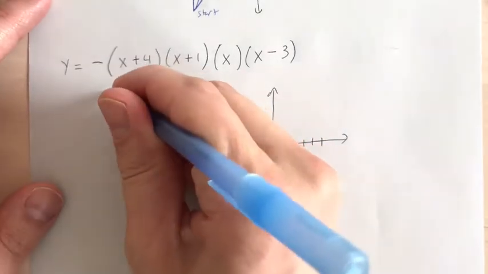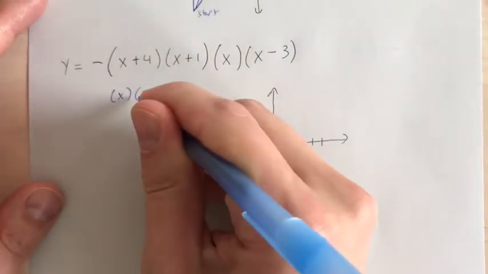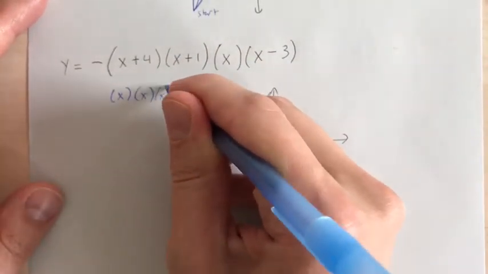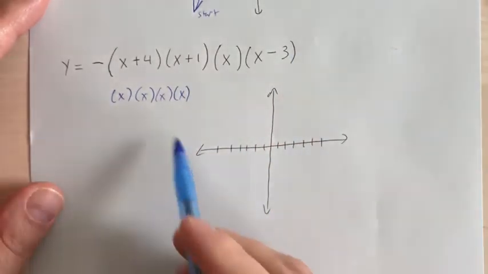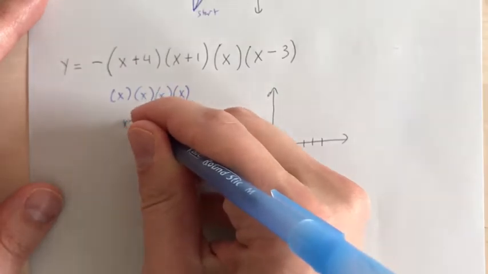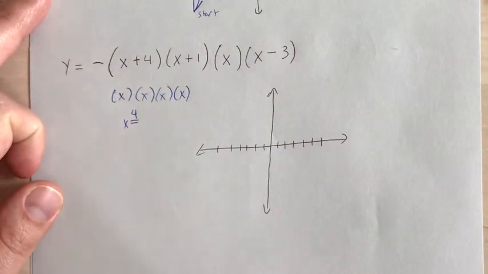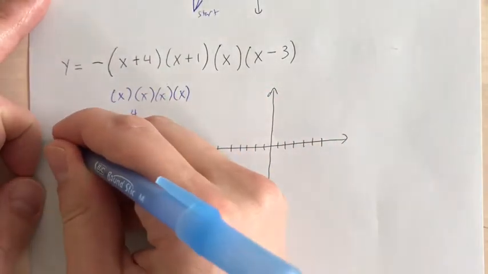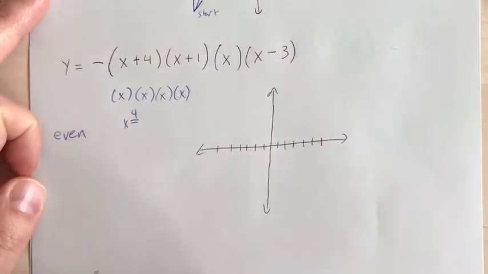So we would have here an x, another x, times a third x times a fourth x. So x times x times x times x, that would be x to the fourth power. So that would be our degree for this one. That would mean it's an even degree because 4 is an even number.